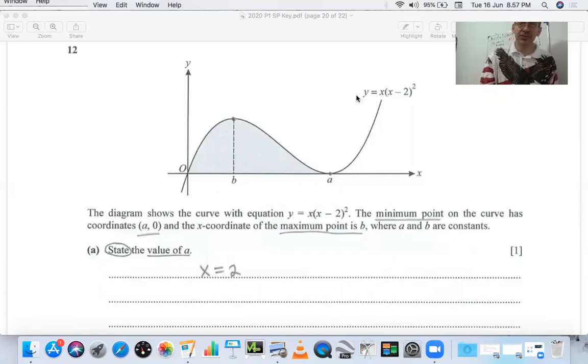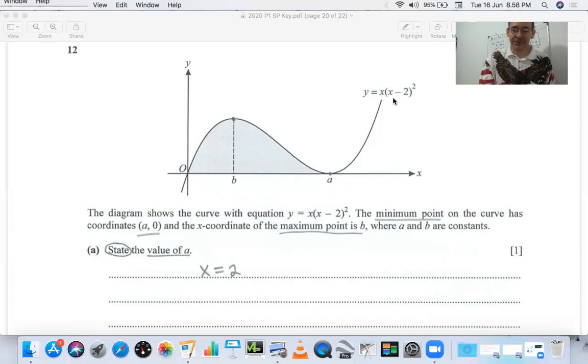And if you notice, our function is actually in factored form. So it says the diagram shows the curve with y equals x times x minus 2 squared. The minimum point is the coordinate (a, 0). The maximum coordinate is b, where a and b are constants. State the value of a. Notice it's only 1 point, meaning you should be able to recognize it by, or just recognition.